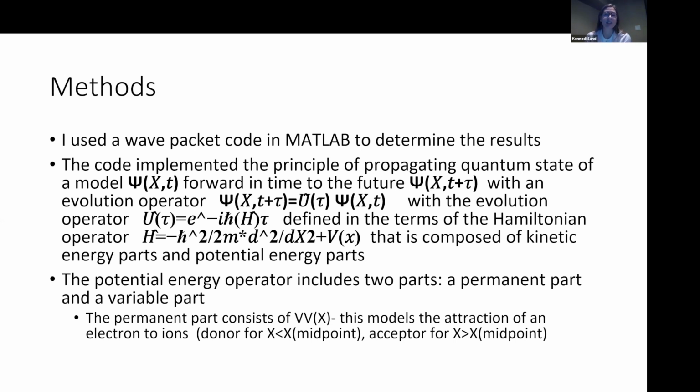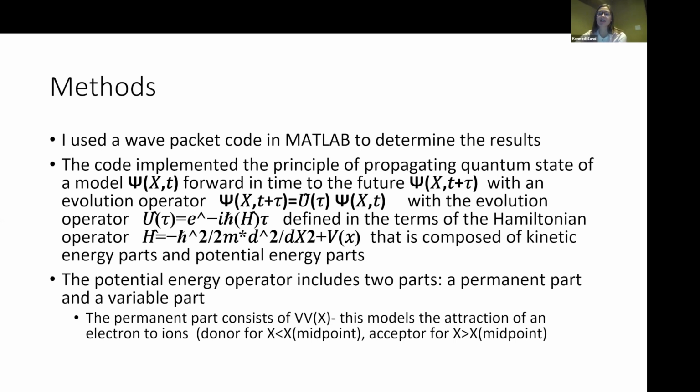The code that I implemented uses the principle of propagating a quantum state of a model, psi(x, t), forward in time to the future, psi(x, t plus tau), with an evolution operator of this equation. The evolution operator is U hat of t, defined in terms of the Hamiltonian operator H hat with this equation, which is composed of kinetic energy parts and potential energy parts. The potential energy operator includes two parts, a permanent part and a variable part.